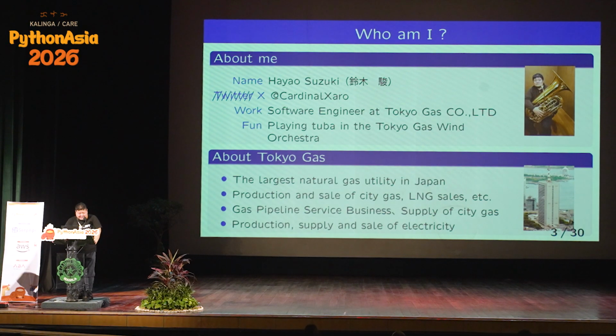Let me introduce myself quickly. My name is Hayao Suzuki. You can find me on X, formerly Twitter, as follows. I work as a software engineer at Tokyo Gas. And I play tuba in the Tokyo Gas Wind Orchestra.